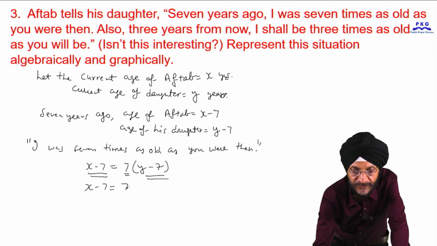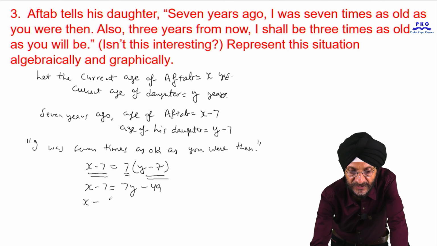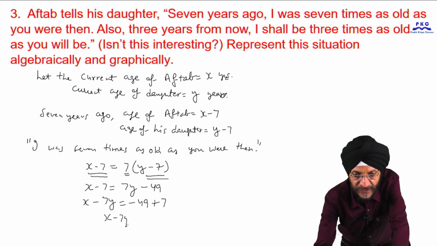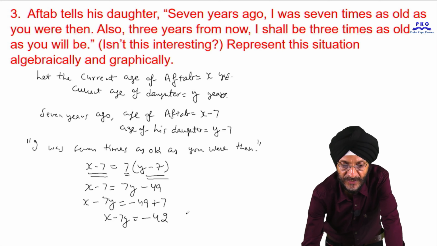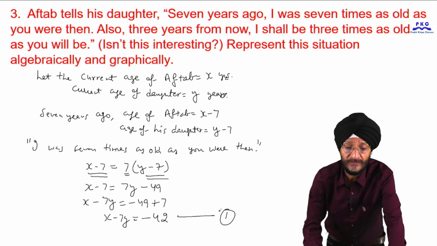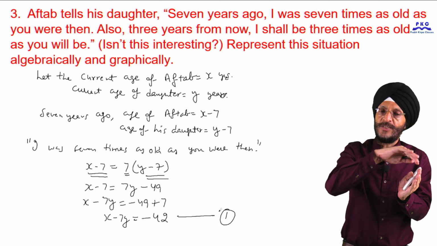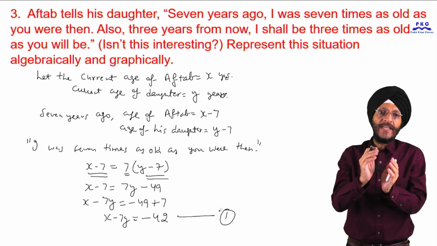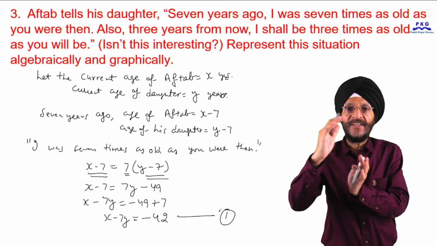x minus 7, 7y minus 49. x minus 7y will go to the other side. It will become negative. Here minus 49. 7 will go to the other side. It is in negative and will become positive. So x minus 7y is equal to minus 42. This is the first equation. Okay, this is the linear equation in two variables for the first scenario, that is 7 years ago.